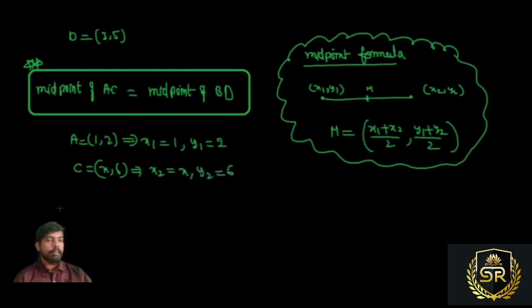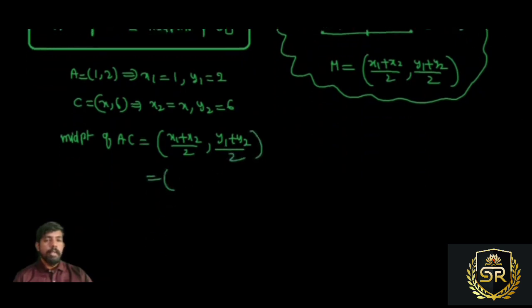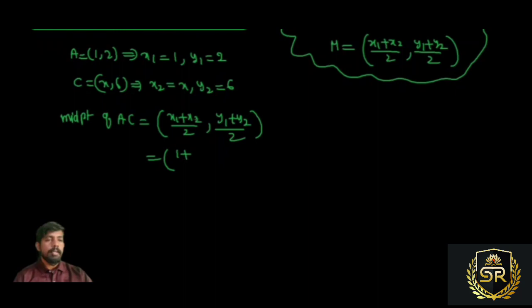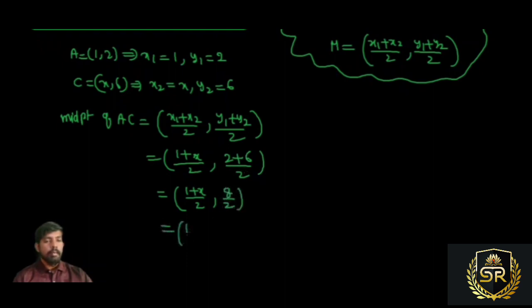So the midpoint formula: midpoint of AC equals (x1 plus x2) by 2, (y1 plus y2) by 2. So x1 is 1 plus x2, x, by 2, y1 2 plus y2 6 by 2. So from here, (1 plus x) by 2 comma 2 plus 6 is 8 by 2, which is 4. So this is the midpoint of AC.